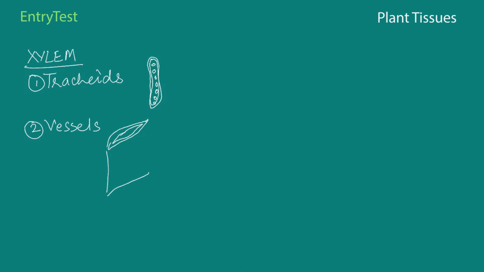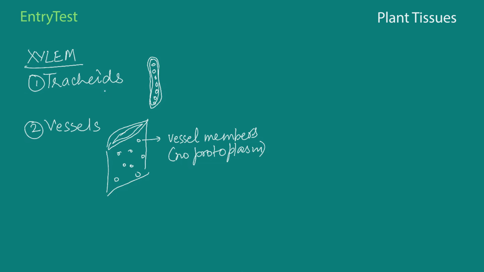Even they have some cells on them. These cells are known as vessel members. And these are nothing but they have lignified cell wall and they have a large central cavity without any protoplasm. So we can say that these are again dead cells. And these vessels are there only in angiosperms, not in gymnosperms.